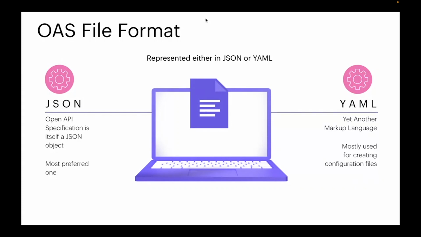It supports two different file formats. One is the most preferred one, which is JSON, and another is YAML, yet another markup language. So let's say you have some configuration files. You want to connect your Creator application with Postgres, and you want to mention the configuration. In that case, you can go for the YAML language.